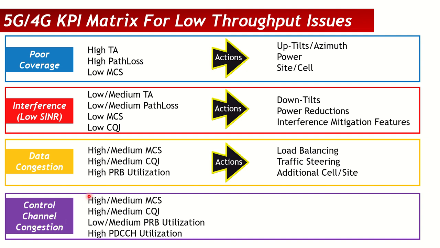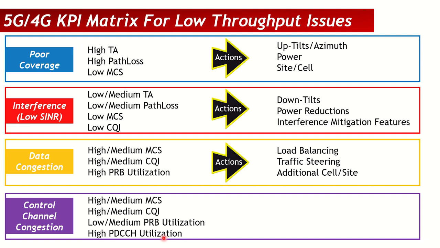If you have, let's say, a control channel congestion, what will happen is that you will see that MCS and CQI are not really a problem, and your PRB utilization is also not very high, but you will have a very high PDCCH utilization, or you will also see that you will have very high PDCCH blocking. So what it means is that the amount of data you have to send is getting limited because of the control channel. Now how does the control channel and data channel work?